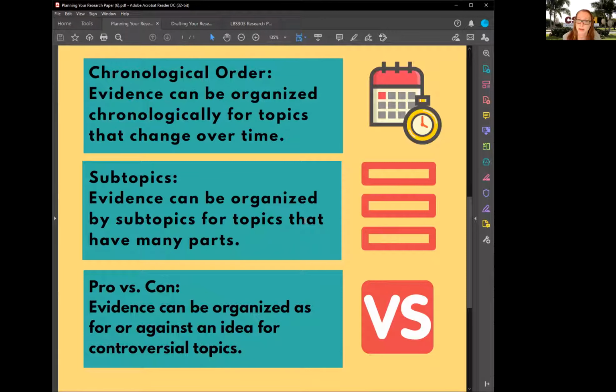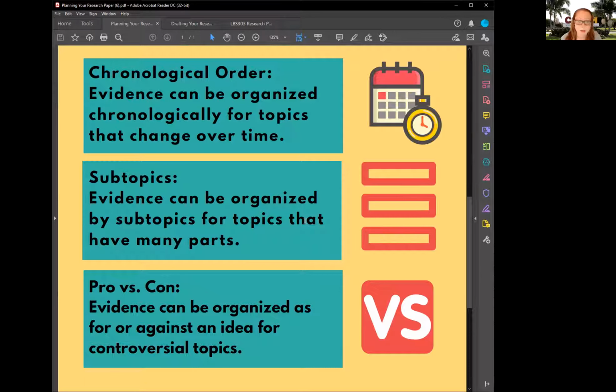There is also the possibility of a pro versus con, and that's typically set aside for those controversial topics. So if you have a topic that a lot of people have strong feelings about, there's a lot of research on both sides, then maybe you want to present it as a pro versus con. And you have to explore both sides, but you have to really pick a side that you want to be the winner based on what your research says.